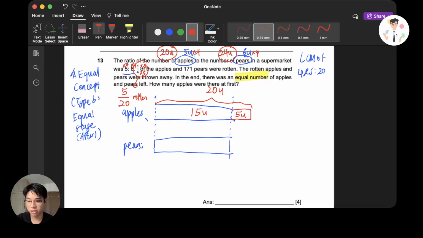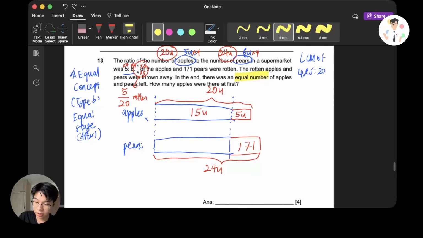For pears also interesting. What does the pear say? The pear says that 171 pears were rotten and were thrown away. That means at the beginning, here also have 171. And I know that at the beginning here have 24 units. As you can see here is 24 units. That's why here total is 24 units.